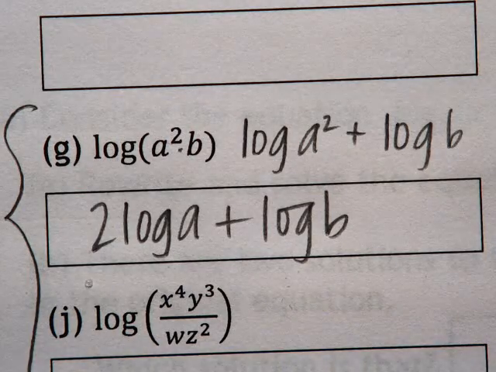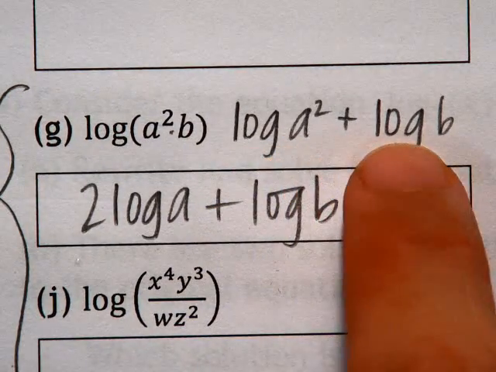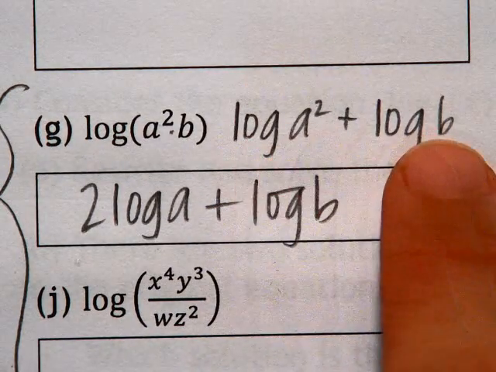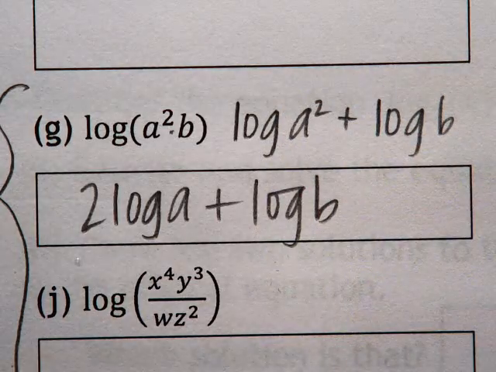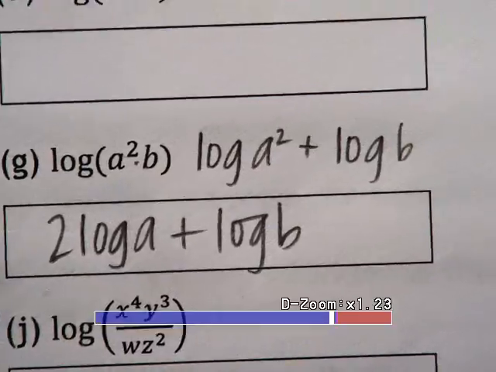Now, the way you write it could again vary. That's okay. If you wrote it as the way I wrote it up here, log A squared plus log B, that's completely correct. Totally up to you. You decide how far you want to take these. Another example, letter H, just so we can see it.